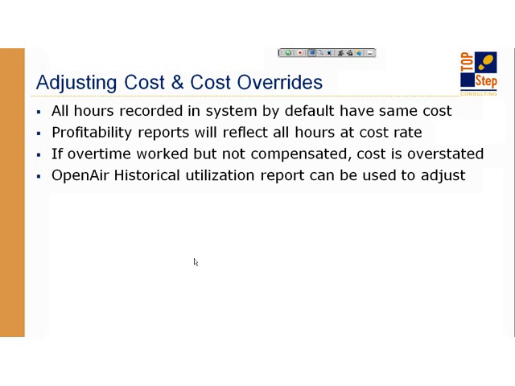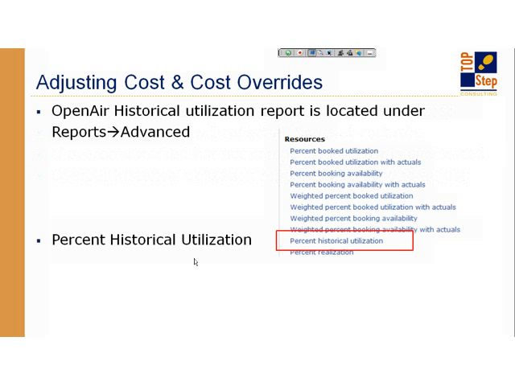One is every hour has the same cost, whether it's overtime or not, and the other is if somebody works overtime, the cost per hour is reduced. There's actually a report under the advanced section of OpenAir called the Historical Utilization Report. This percent historical utilization report allows you to take the hours that people have worked, and based on their utilization, let's say they're 120% utilized in the week, it would normalize the cost of each of those hours so it would bring it back down to the cost of a 40-hour work week, or 100% of the work week.